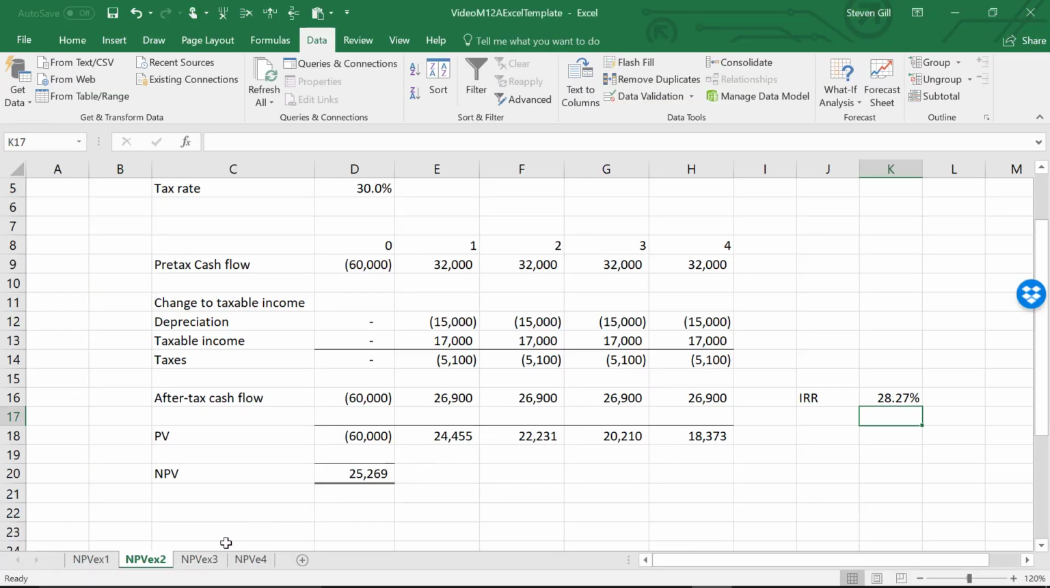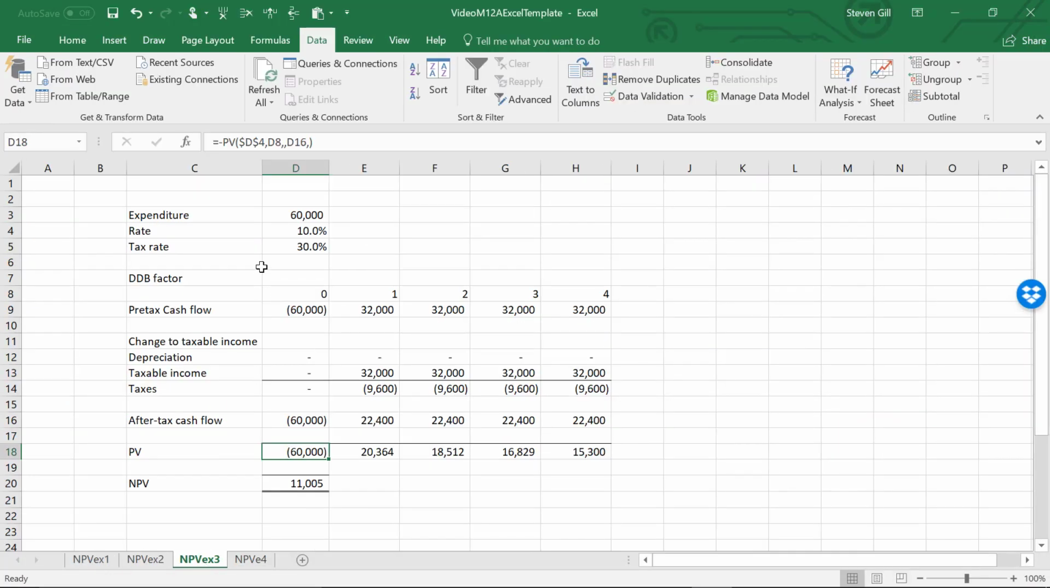So let's go back to Excel and let's go to our third example. We need to do the same sort of thing. The real complication here is how do I calculate double declining balance for this particular scenario? I think one of the things I want to do is create the double declining balance factor for each period. Remember that double declining balance is simply straight line where I double it.